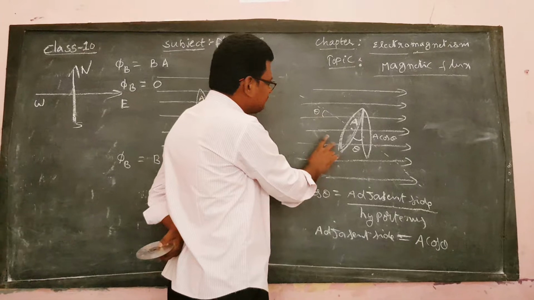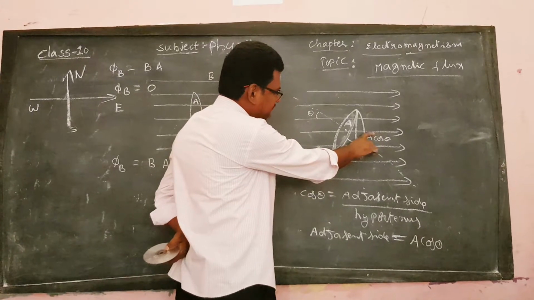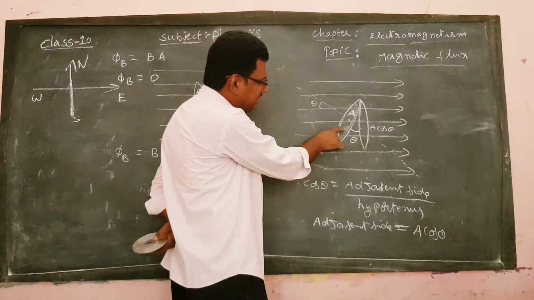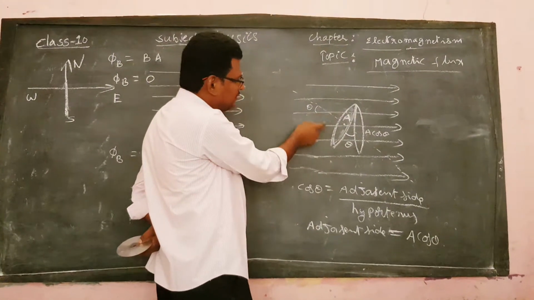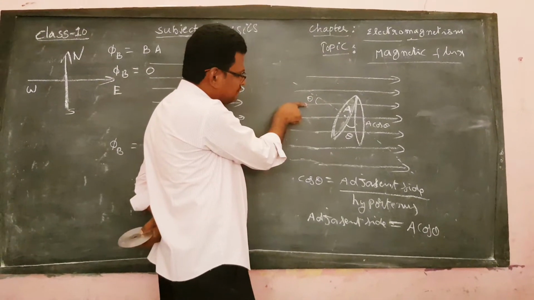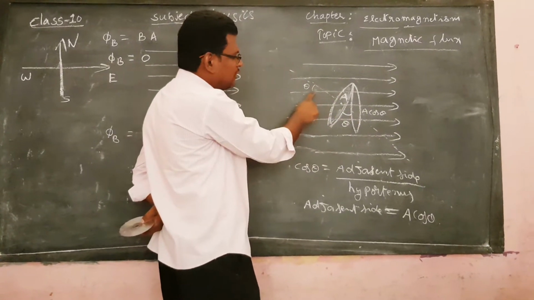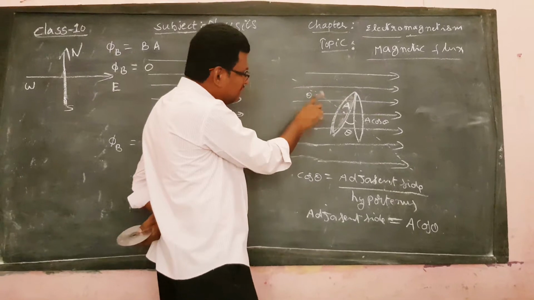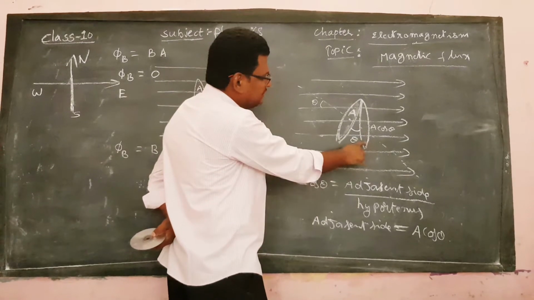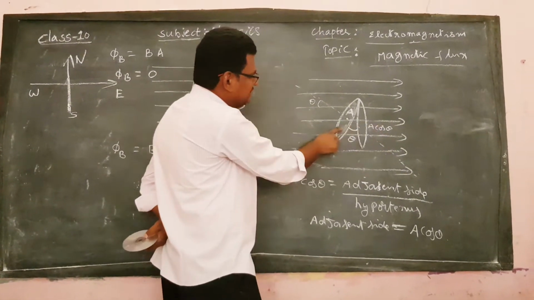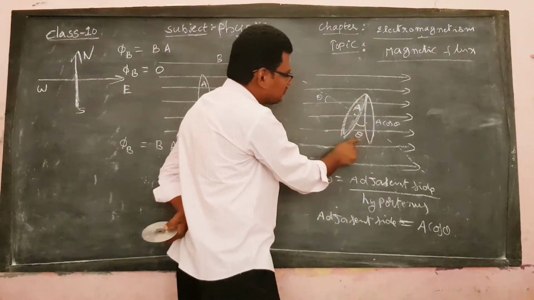And see here, this surface is perpendicular to the magnetic field, and this surface area is perpendicular to the normal. So carefully listen. Here the angle between these two is theta, and these two are perpendicular to these two. If the angle between these two is theta, then the angle between their perpendiculars is also theta. So the angle between these two is also theta.